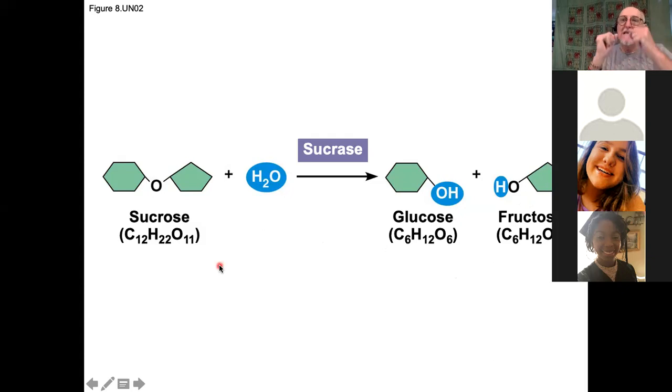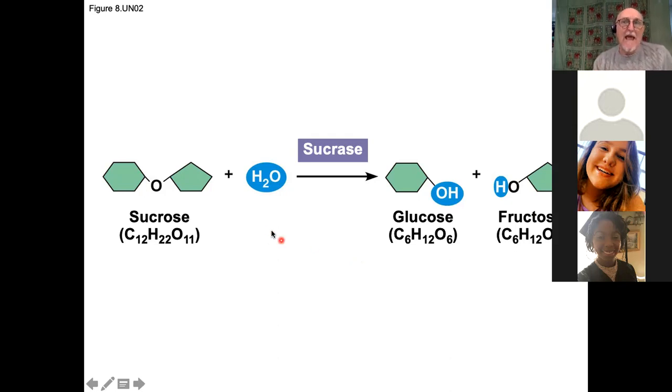We've got to raise the kinetic energy of this molecule high enough that the bonds get weakened. In other words, we've somehow or other got to do something that's going to weaken those bonds and allow the bond to break, to give us our two monomers, glucose and fructose.